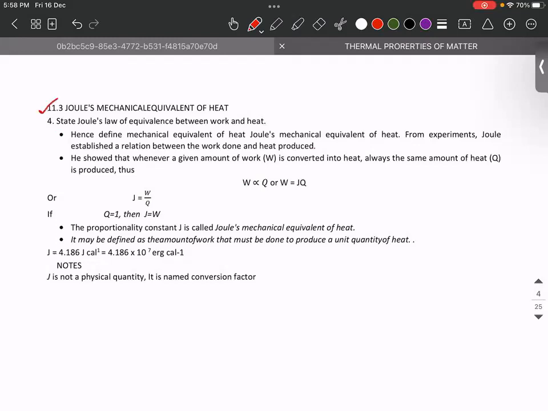So the next concept is Joule's mechanical equivalent of heat. There is something called Joule's law of equivalence between work and heat. For example, have you ever seen the backside of food items? They give you some specifications: sugar, this much percentage; salt, this much percentage; oil and cholesterol, this much percentage. Beside that, they would have given you something in kilocalories. Did you ever observe that?